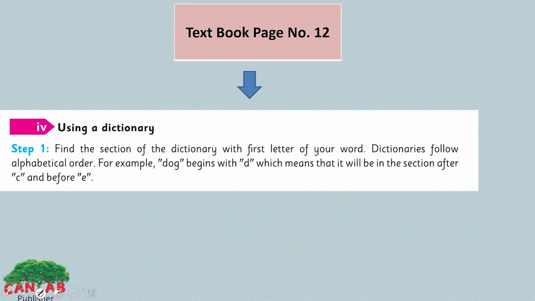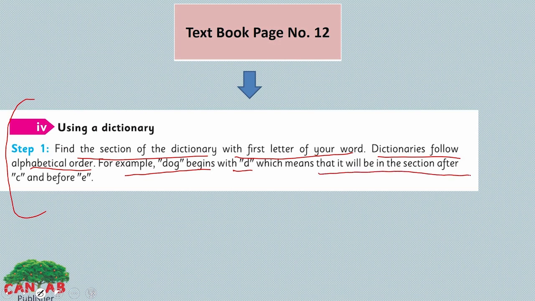Now look at using a dictionary here. Step 1, find the section of the dictionary with the first letter of your word. Dictionaries follow alphabetical order. For example, dog begins with D, which means that it will be in the section after C and before E. These steps are for you to find words in a dictionary. They will help you to find every word you want in a dictionary.